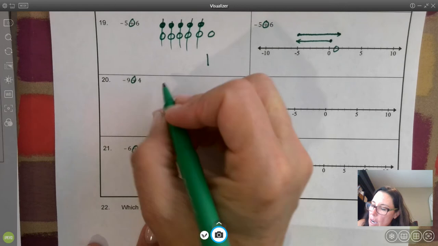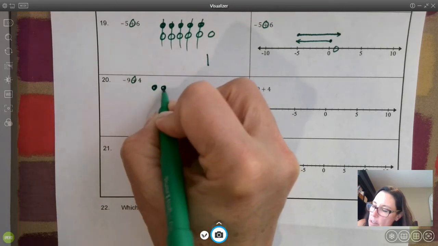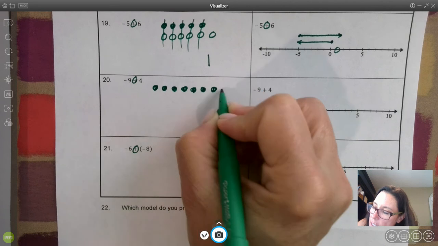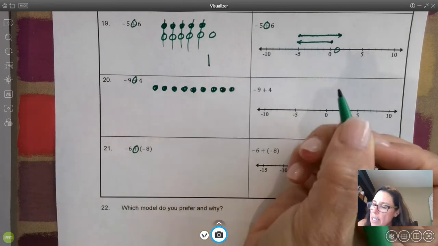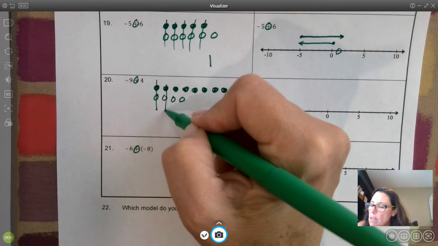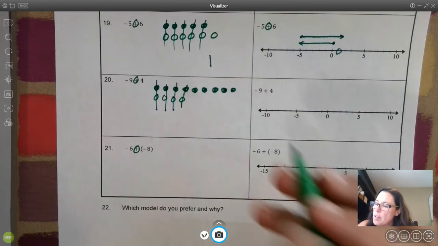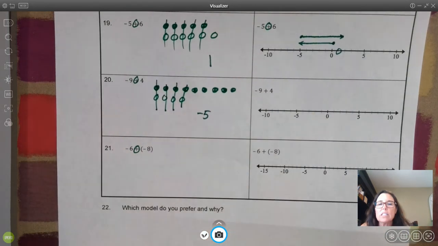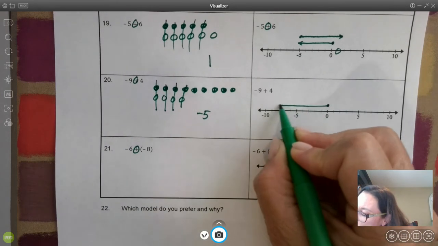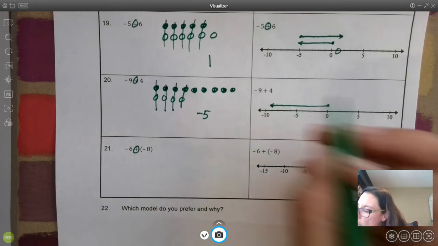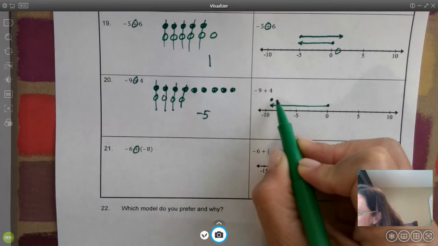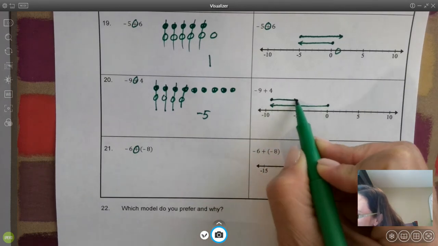Okay. Put that down a bit. There we go. All right, this guy, 9 negatives. 1, 2, 3, 4, 5, 6, 7, 8, 9. There are my 9 negatives. 4 positives. There are my 0 pairs. I've got 5 negatives left over. Starting at 0, I'm going to go to -9. And then I'm going to go to the right 4, which ends up at -5.